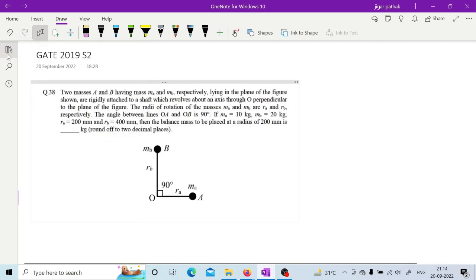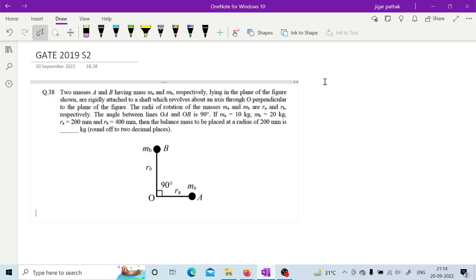So next is two masses A and B having masses MA and MB respectively lying in the plane of the figure. Now they are rigidly attached to a shaft which revolves about an axis through O, perpendicular to the plane of the figure. Now the radii of rotation of masses MA and MB are RA and RB respectively. The angle between OA and OB is 90 degrees. MA is given as 10 kg, MB is given as 20 kg, RA and RB are also provided. Then the balance mass to be placed at a radius of 200 mm is. It is a very straightforward problem, right?